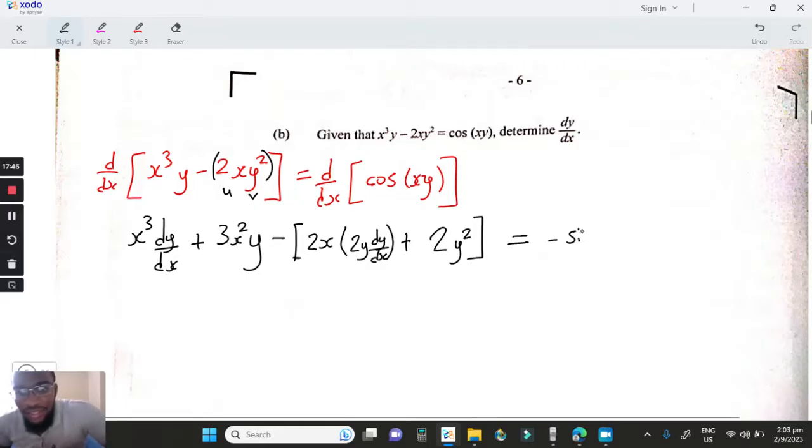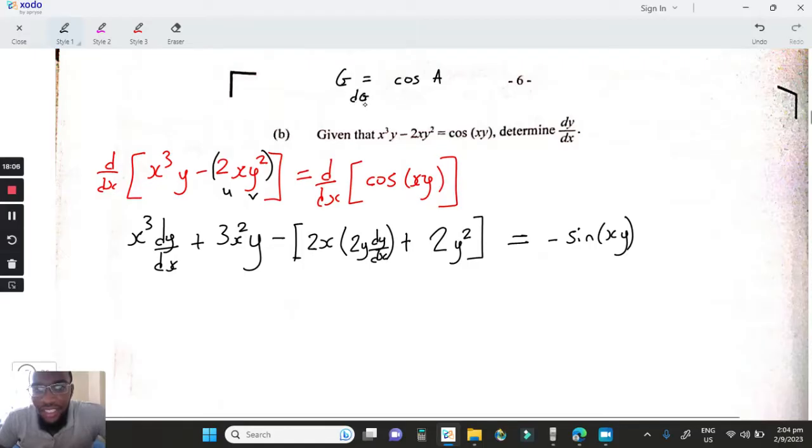Equals, now on this side, when you differentiate cos, you get negative sine xy. But then remember, inside here we have x and y, and that shouldn't be happening. Think of it as cos A, and you're trying to find this derivative. Let's call it g equals cos A.